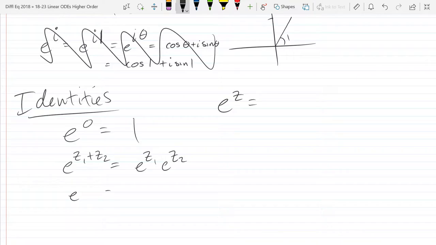We don't have e to the z. E to the iz is cis z, which is cos z plus i sine z.